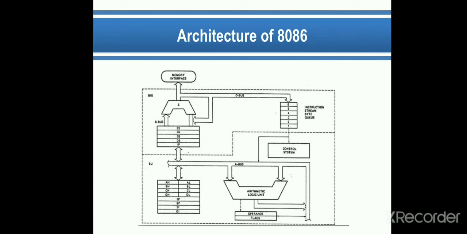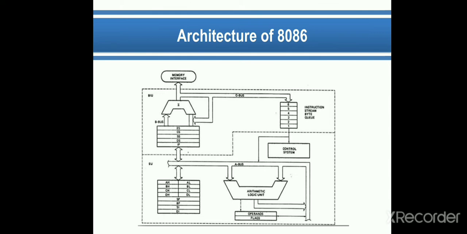Now, the architecture of 8086. First of all, we can see that two units are there. One is the BIU, meaning bus interface unit, and the second one is the EU, meaning execution unit. Through the memory interface and the A bus, B bus and C bus, the information comes to the instruction stream byte queue. This is the instruction queue, which I told you earlier that 8086 has but 8085 has not.